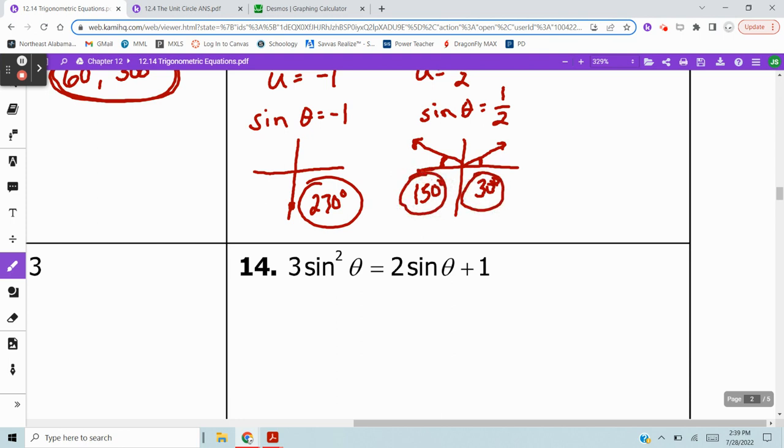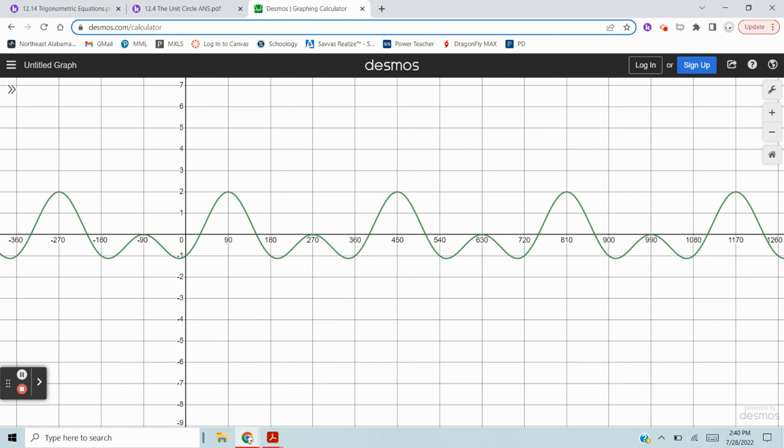Let's go ahead and take a look at the graph. Okay, here's my graph, and it's a pretty interesting looking graph now, but again, we're looking for all the places where the value of this graph is equal to 0 or crosses the x-axis, and that occurs at 30, 150, and 270, and then not again until after 360.